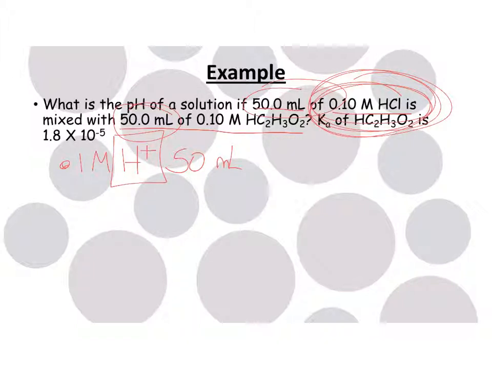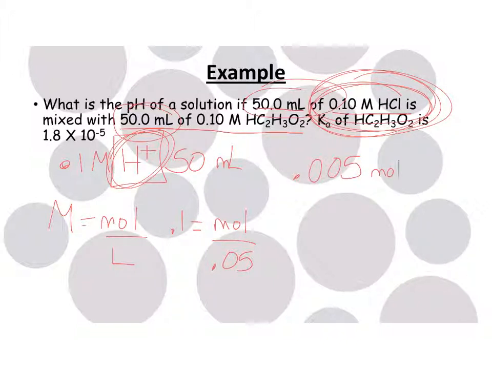So you've got to find out how many moles you have from that HCl. HCl is giving us all our H+. So I need to use my molarity equals moles over liters calculation to determine the number of moles that HCl is giving us for H+. Okay, and we got 50 mils, so that's 0.05 liters. So that means we end up with 0.005 moles of H+.